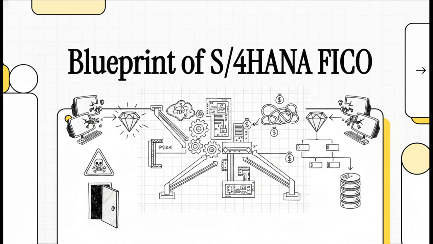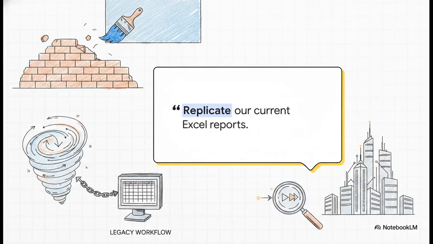If you get this wrong, you aren't just delaying a project. No, you are literally hard-coding inefficiencies into your business for the next decade. What we're actually talking about here is fundamentally rebuilding the architectural blueprint of your entire financial and controlling ecosystem right from the ground up. Can we just replicate our current Excel reports in SAP?